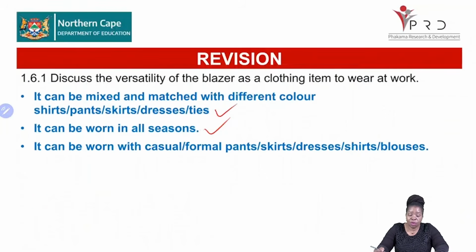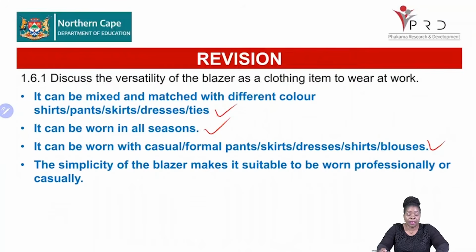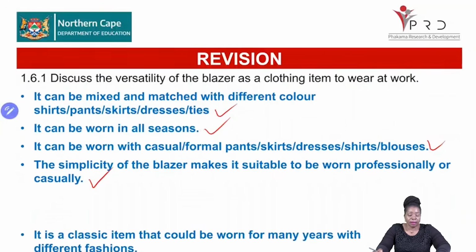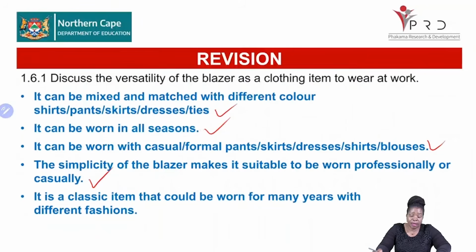Also, it can be worn with casual or formal pants, skirts, dresses, shirts, and blouses. Right? And the simplicity of the blazer makes it suitable to be worn professionally or casually. So professionally, you can put a shirt in it, or casually, you can just put a t-shirt inside. Right? And it is a classic item that could be worn for many years with different fashions.